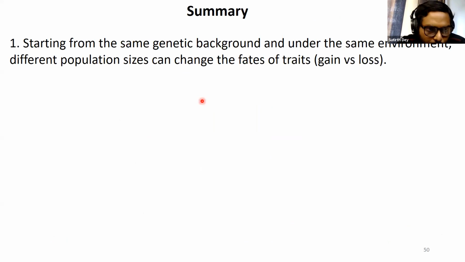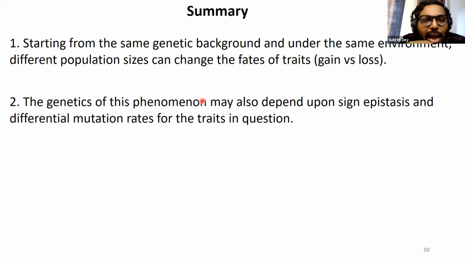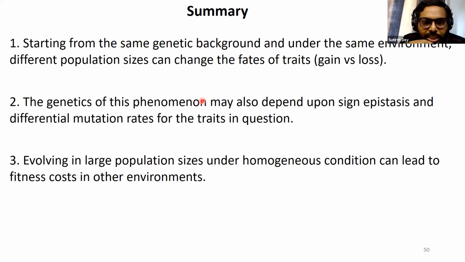So just to summarize, what we showed was that even when you start from the same genetic background and work under the same environment, different population sizes can change the fate of traits. In other words, you can have gain of a trait or a loss of a trait. And the genetics of this phenomenon is likely to be complicated, but should depend on sign epistasis and differential mutation rates for the 2 traits in question.